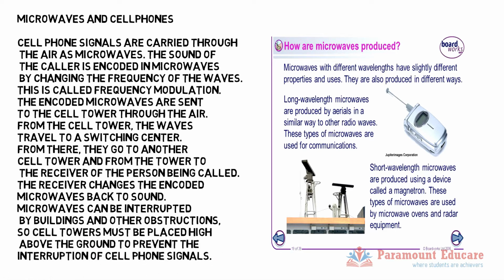Microwaves can be interrupted by buildings and other obstructions, so cell towers must be placed high above the ground to prevent the interruption of cell phone signals.